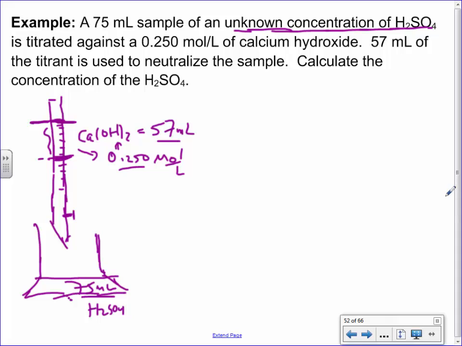Step 1, I do need a balanced equation. 9 times out of 10 in acid-base reactions, it's probably a 1-to-1 ratio or a 1-to-2 ratio. But you just need to double check. So I'm going to take H2SO4 and react it with calcium hydroxide. And like any neutralization reaction, it's going to make water and a salt. This one does require a coefficient to be balanced, but I believe it's only on the water.